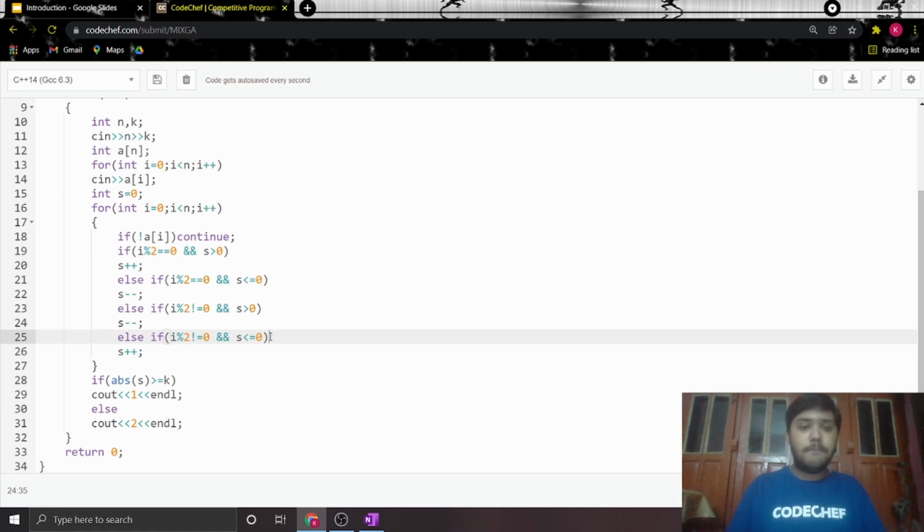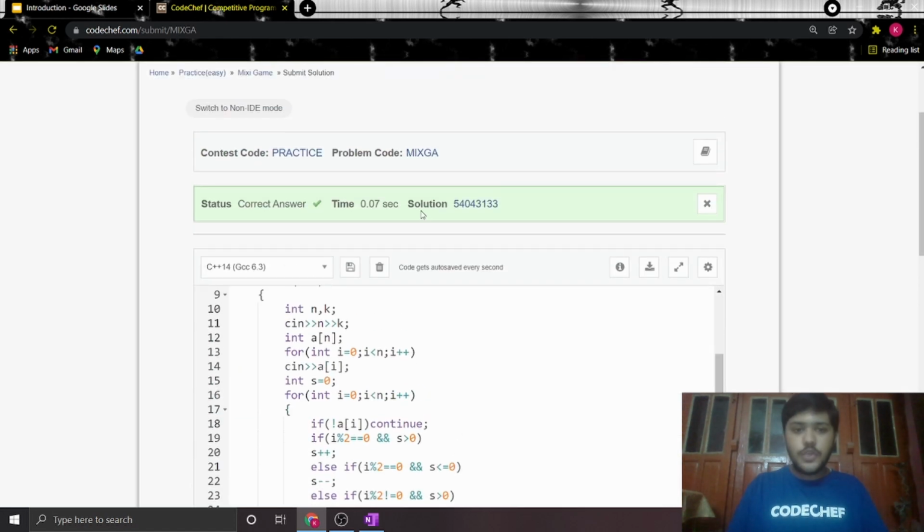It won't have any impact, because on increasing the element when S is equal to 0, it would become 1, and on decreasing the element, it would become minus 1. So both of the positions are the same, because here we are considering the magnitude, and the magnitude in both the cases is the same, which is 1. So you can see that the solution is accepted.